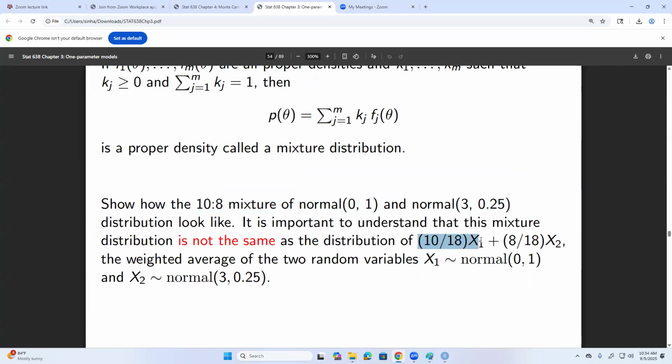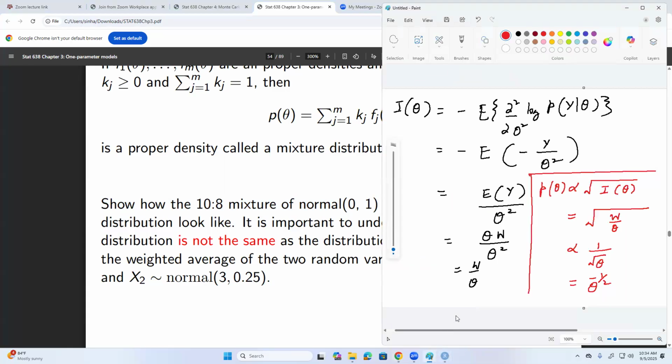10/18 x1 plus 8/18 x2, where x1 follows normal 0,1 and x2 follows normal 3, 0.25. What is the distribution of this? Is it the same as this mixture distribution? No, it is not the same as this mixture distribution. Rather, the distribution of this is a normal distribution, because it is a linear combination of two normal random variables. So it follows a normal distribution, and its mean and variance we can calculate easily.